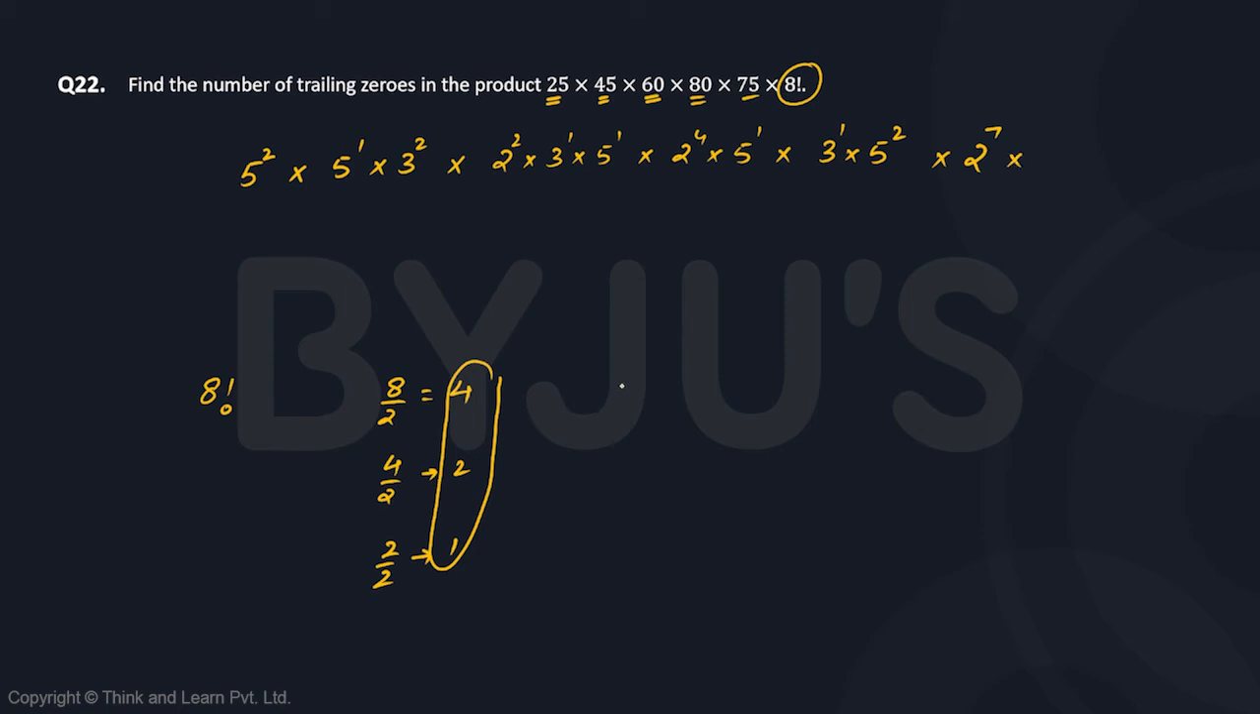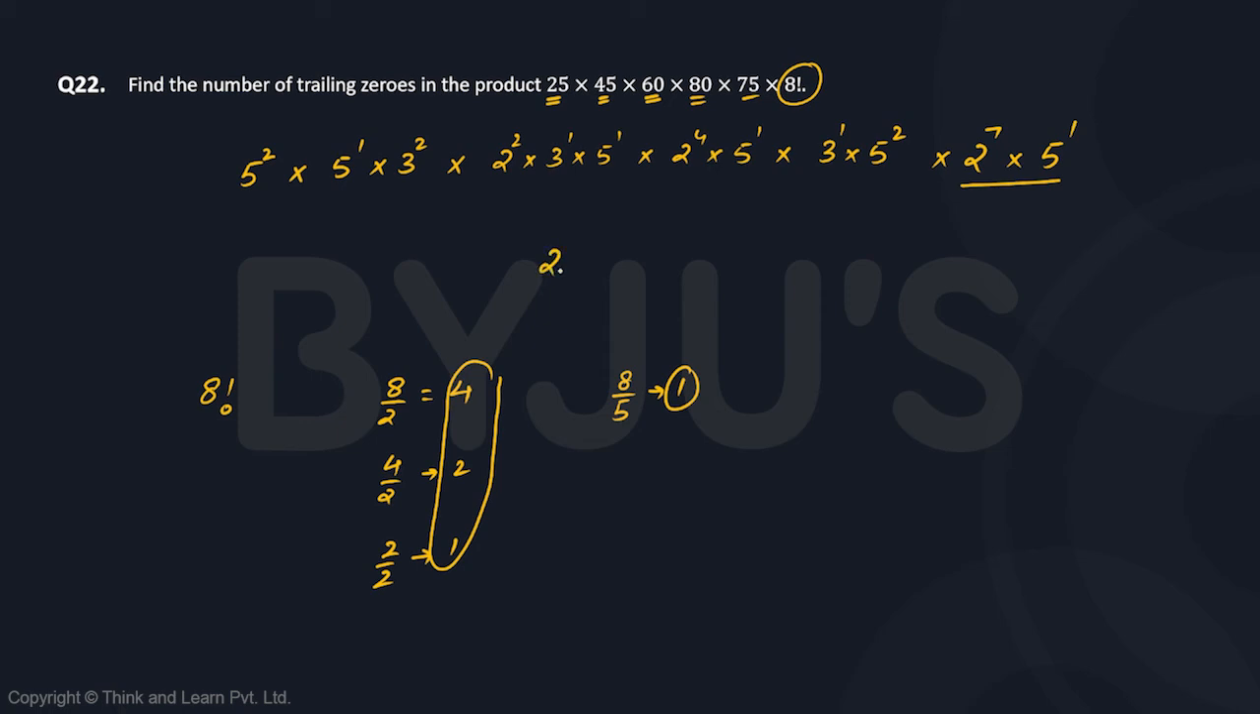And then in 8 factorial, I'll find the power of 5. So 8 upon 5 is 1. I'm writing the quotients. So 8 upon 5 is 1. So the power of 5 will be equal to 1 in 8 factorial.